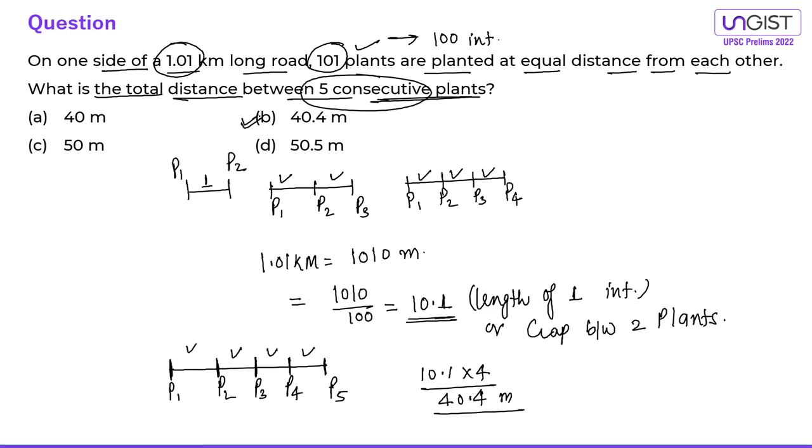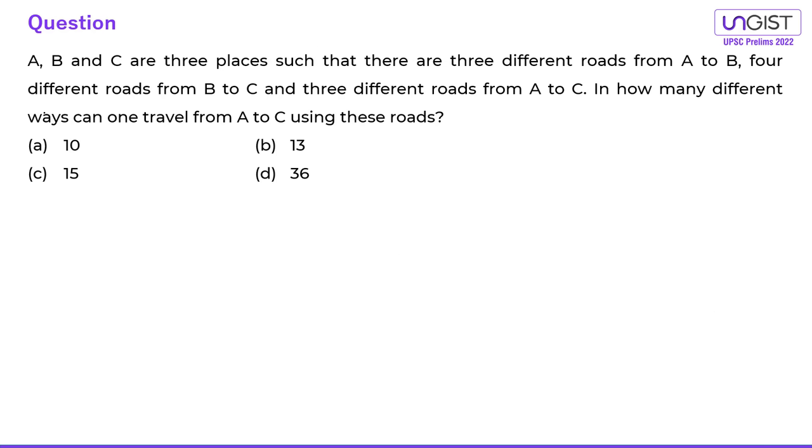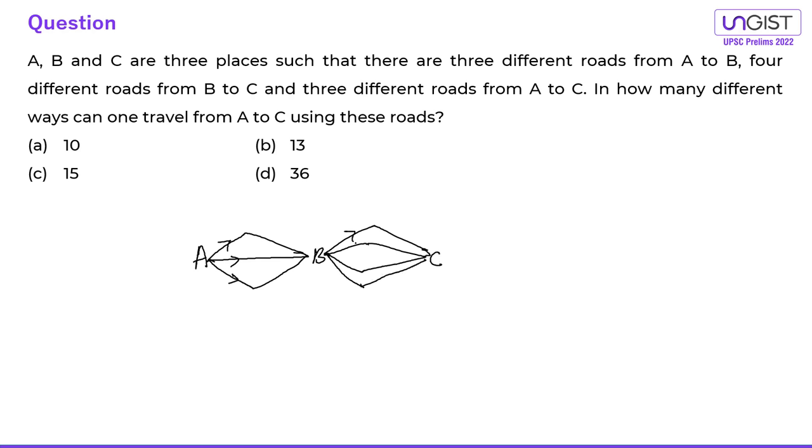All right, now let's move to the next question. A, B, C are three places such that there are three different roads from A to B and four different roads from B to C. Let's say it is like this: 1, 2, 3 roads from A to B and 1, 2, 3, 4 roads from B to C. So this is 3 and 4.